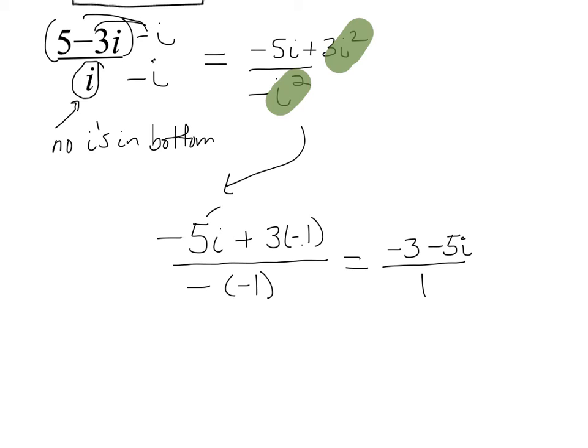Now, I switched the negative 5i second, and I put the negative 3 that I multiplied first. That's just conventional wisdom. You do not have to do that. Just generally, we put the i second just as notation.